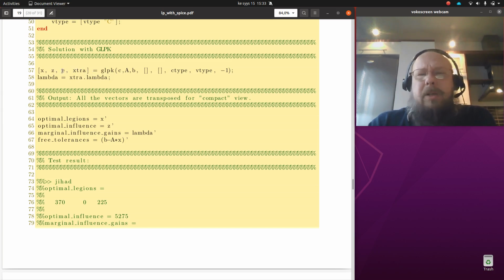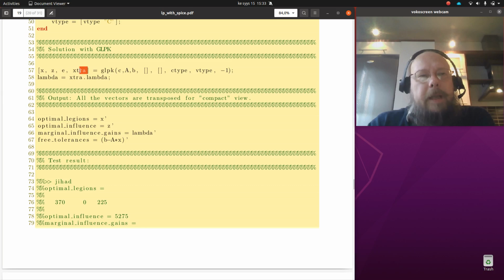This E I don't actually care about. It's there just because I have to give it, because the fourth output variable is the one that I'm interested in. So I have to give the E, or the third one, somewhere. So I don't care about it, but for technical reasons I have to call it like this.